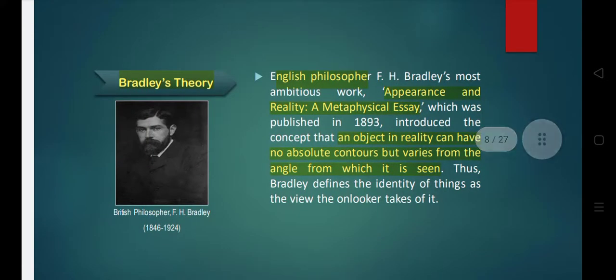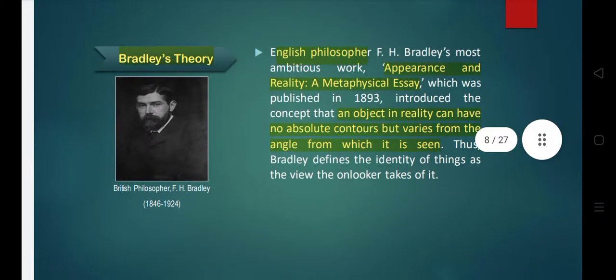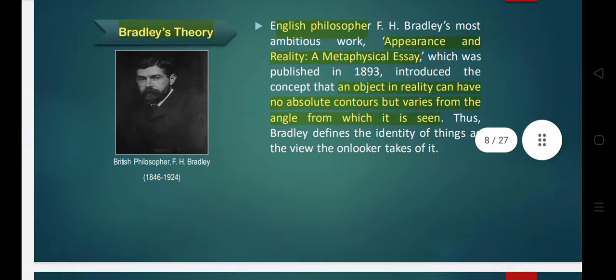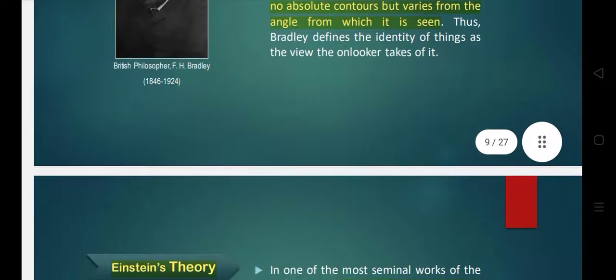And another important factor, now we'll see some theories. The first one is Bradley's theory. Basically Bradley, F.H. Bradley, was an English philosopher, and his work focused on appearance and reality. He wrote a metaphysical essay which was published in 1893. An object in reality cannot have absolute control but varies from the angle from which it is seen. So his theory is regarding that aspect.